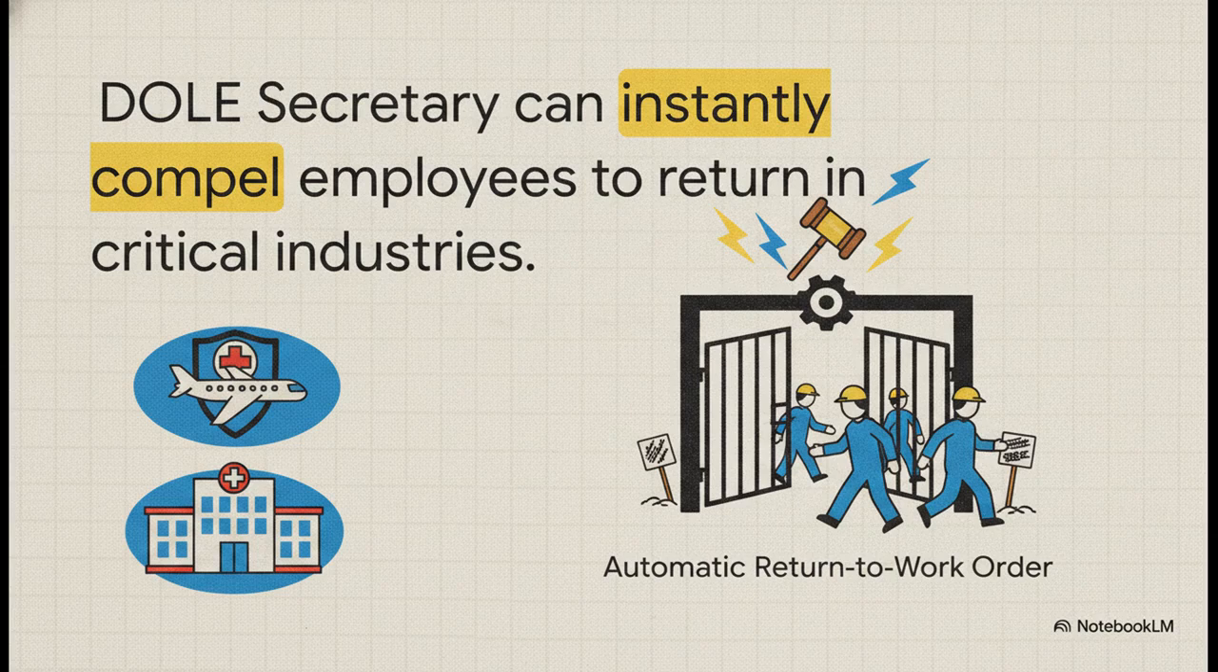But what if a strike cripples a hospital, or an airline, or a public utility? In industries that are deemed indispensable to the national interest, the Secretary of the Department of Labor and Employment has the ultimate power to intervene. The DOLE Secretary can automatically assume jurisdiction over the dispute, and doing this triggers an instant automatic return-to-work order. It immediately compels all striking employees to return to their posts, and at the same time, forces the employer to readmit them under the exact same terms that existed before the strike even began, all while the government steps in to forcefully resolve the issue.